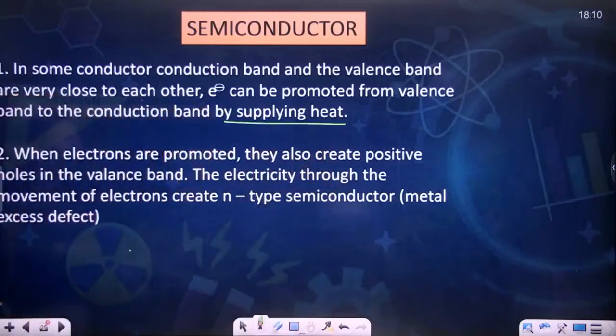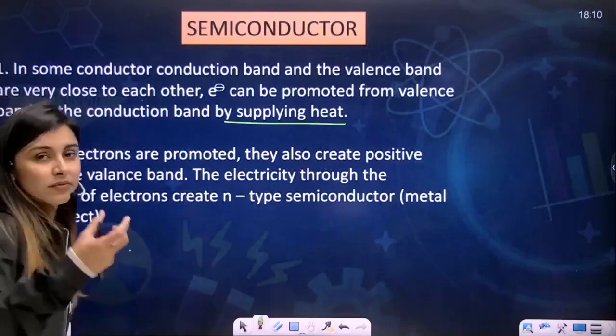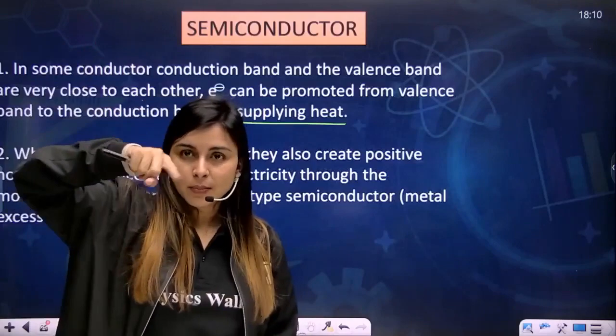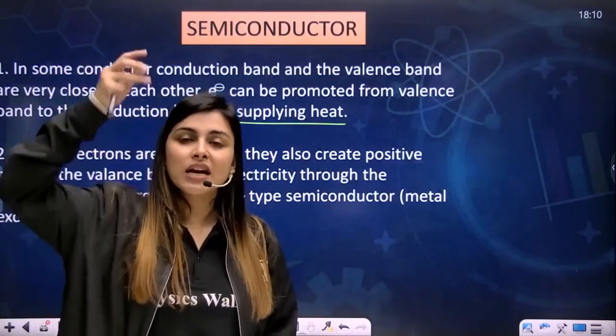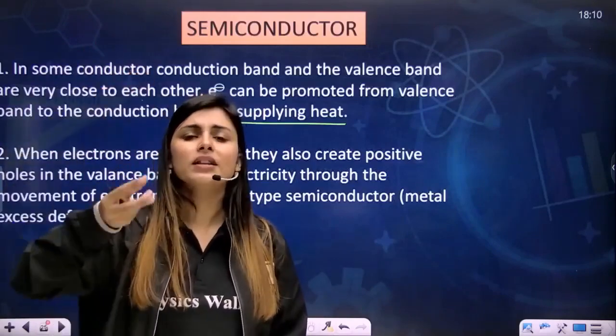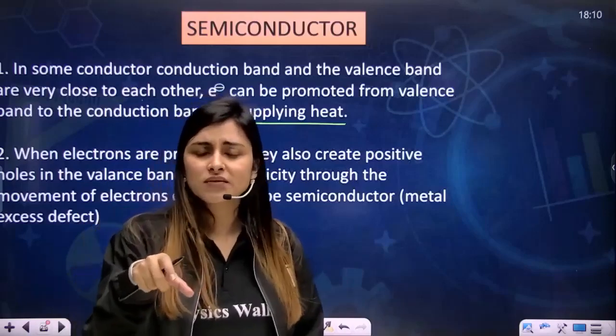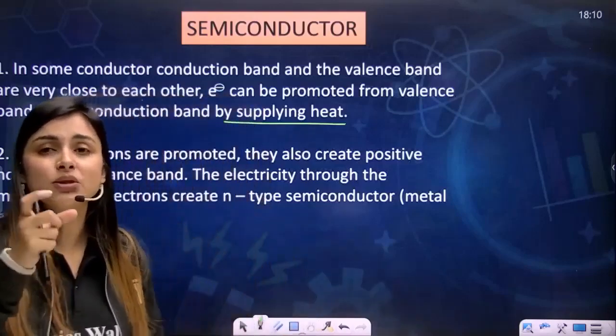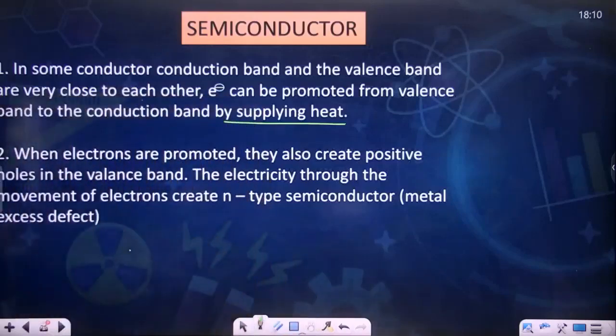When the electrons are promoted, they also create a positive hole in the valence band, because when the electron goes, there will be a hole. The electron was negatively charged and now there is a positive charge, or rather zero charge. We can say it is positively charged now. There is an absence of electrons, and that is what is known as a hole.